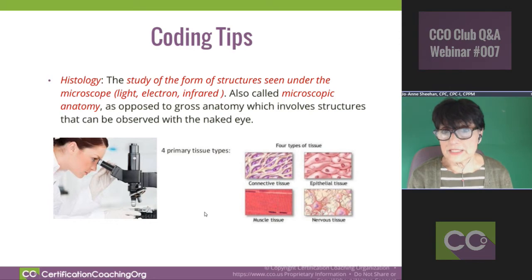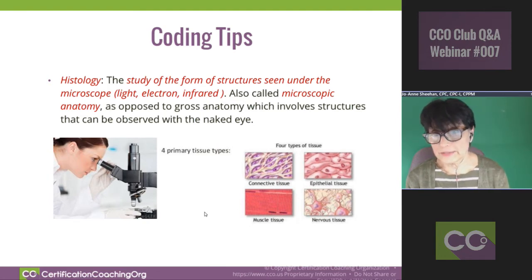Now, histology is the study of the form of structures seen under the microscope, and it can be light, electron, or infrared, and it's also called microscopic anatomy, as opposed to gross anatomy, which involves structures that you can just look at through the naked eye, no help at all. And here's a picture of a pathologist looking through a microscope at tissues. And there are 4 tissues: the connective, epithelial, muscle, and nervous tissue.